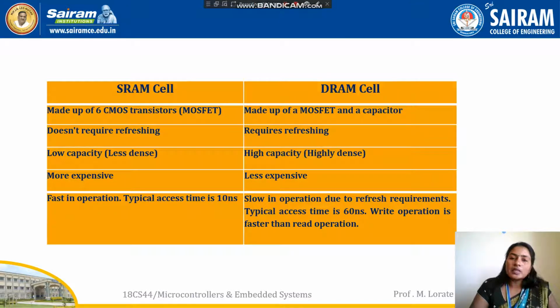Static RAM is more expensive. Dynamic RAM is less expensive. Static RAM is fast in operation. Access time is only 10 nanoseconds. But here the operation takes much more time because of this refresh requirement. Its access time is 60 nanoseconds.